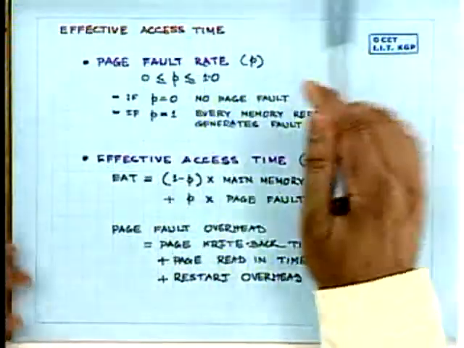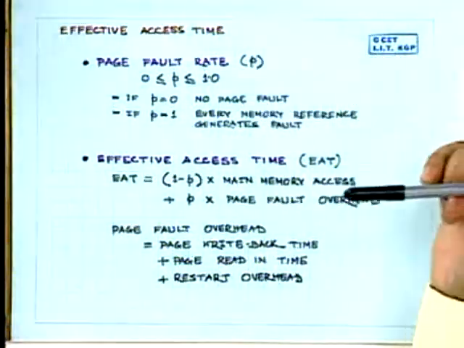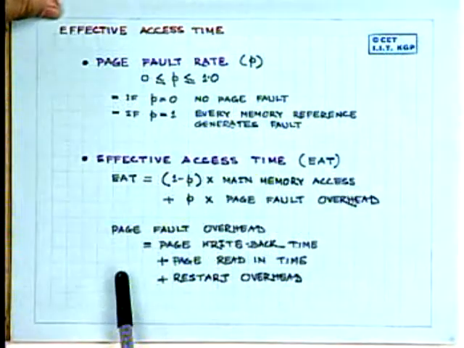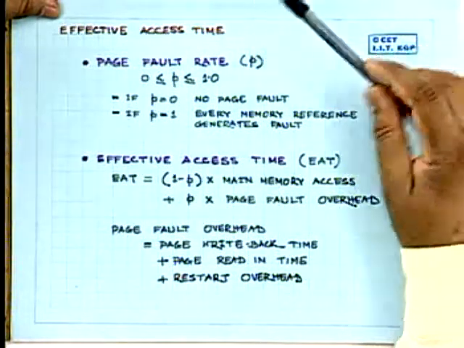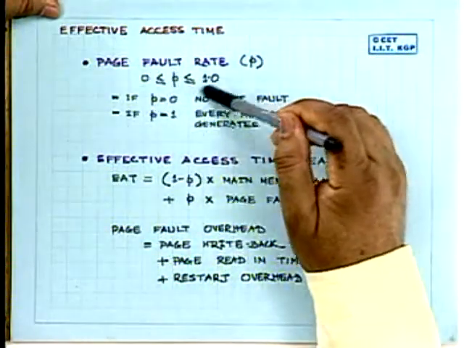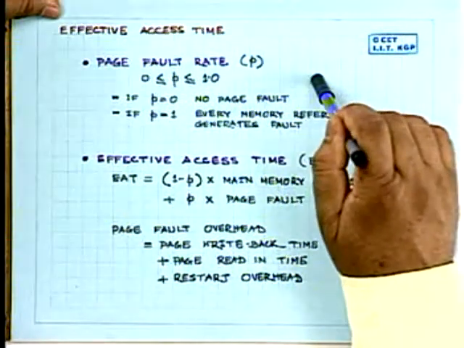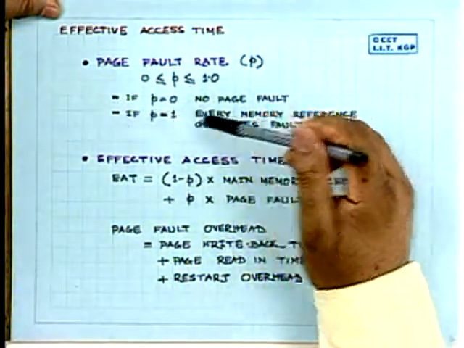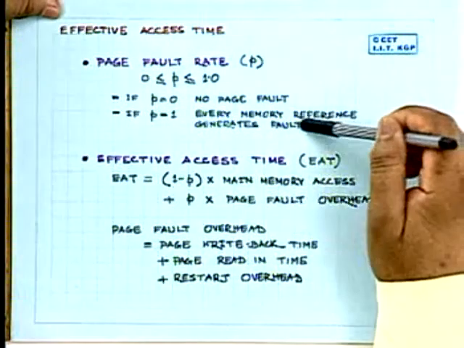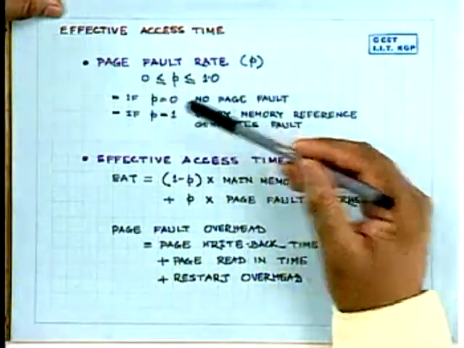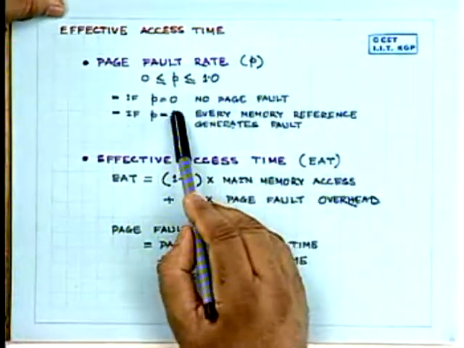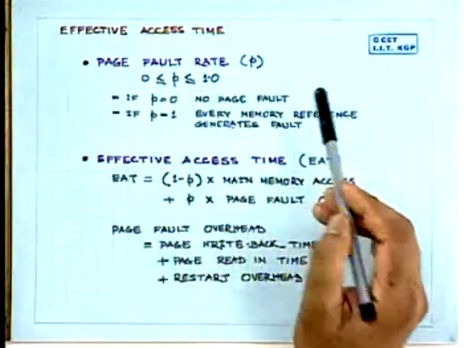Now let us try to compute our effective access time, as we did in the case of our cache memory. We assume P to be the page fault rate, which lies between 0 and 1. If P is 0, naturally there is no page fault. If P is equal to 1, then every memory reference generates a page fault. Actually, the value should be closer to 0. The closer to 0, the better the performance.